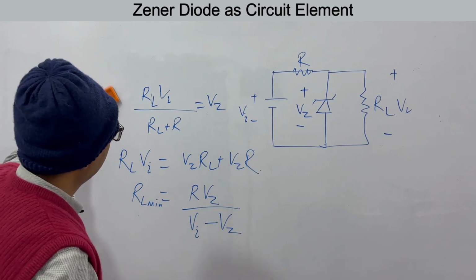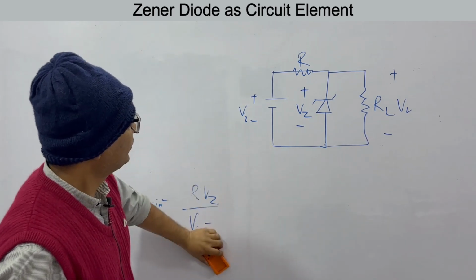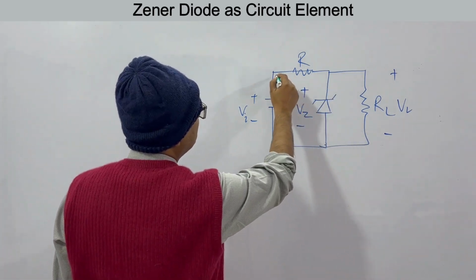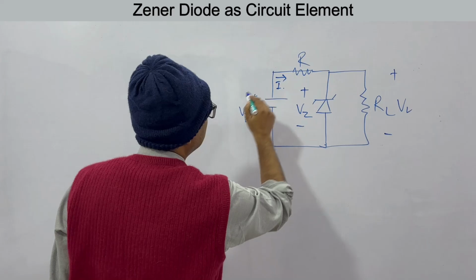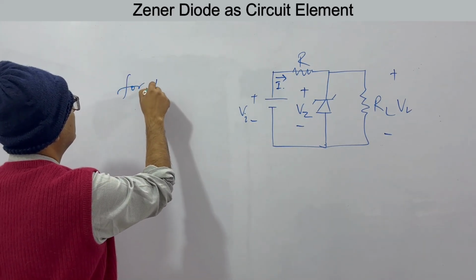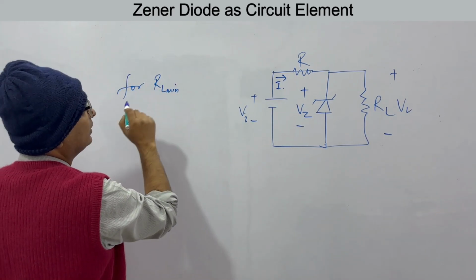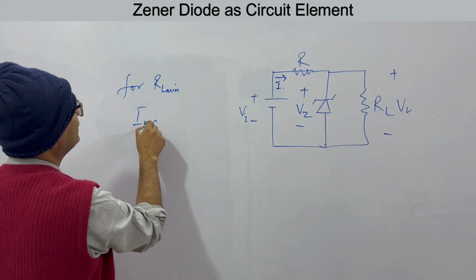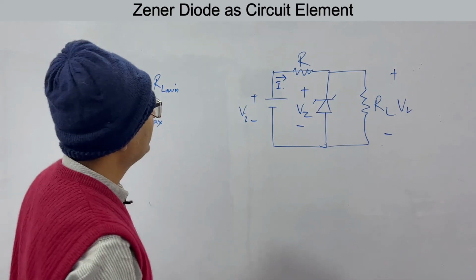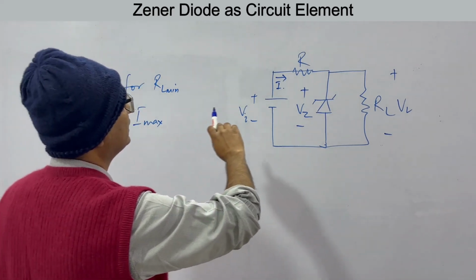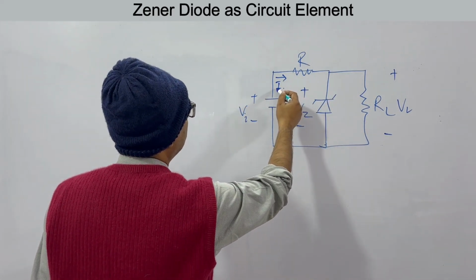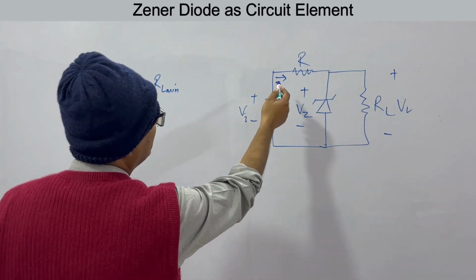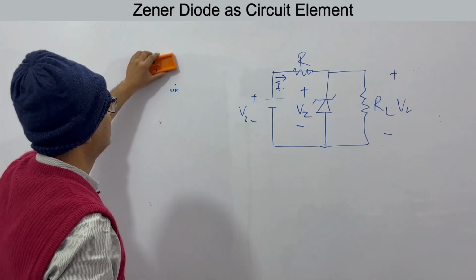Also, when RL is minimum, this means this current will be maximum. If this is I, for RL minimum, R plus RL will be minimum. Therefore, we'll get I max. This current will be maximum. So if the question says for what value of RL I will be maximum, that will be for the minimum RL value. You can find RL minimum and from there you can find the current.